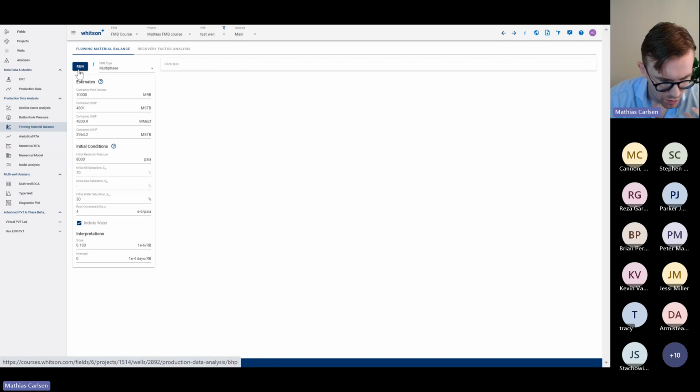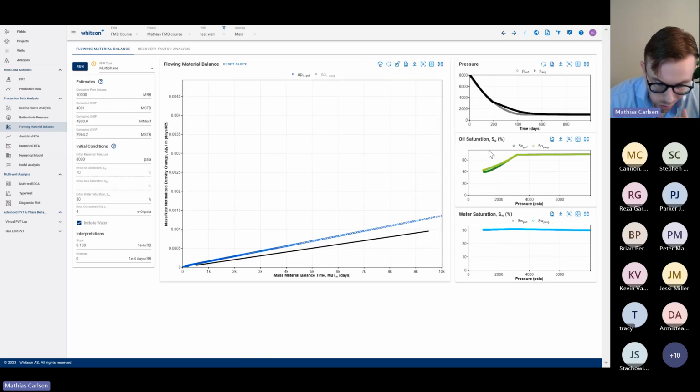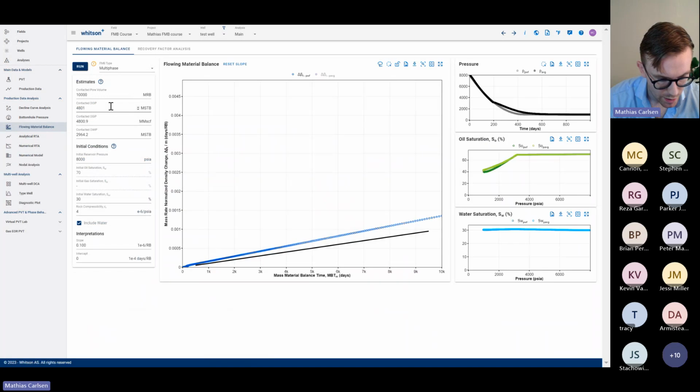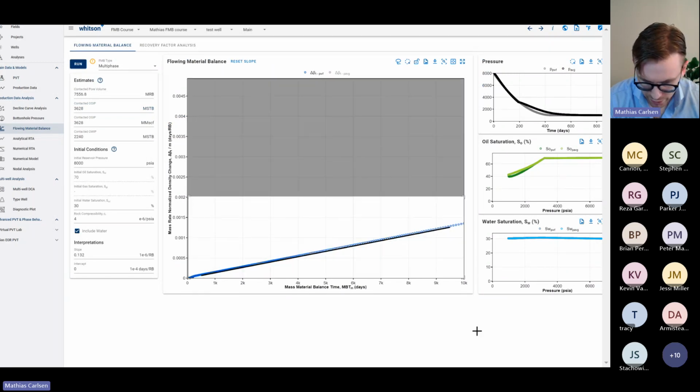I can go into Multiphase FMB. And I could, I guess, do this with water. That should be fine. So here in Multiphase FMB, when I run it, you see that this is my oil in place. So I'm just going to go ahead and input that oil in place here. This number right there.